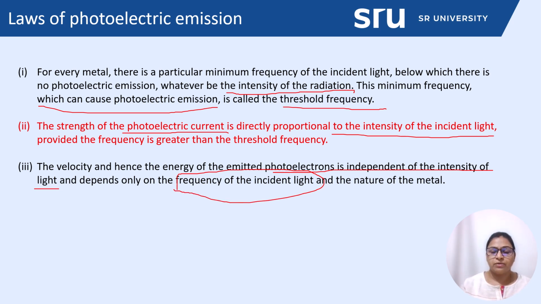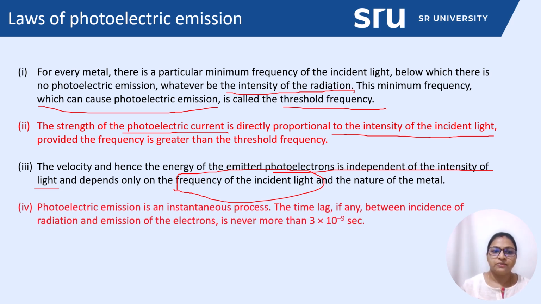So the velocity or energy of the photoelectron depends solely on the frequency of incident light and the nature of the metal. And the last one, the most important, is that photoelectric emission is an instantaneous process. The time lag, if any, between incidence of radiation and emission is never more than 3 × 10^-9 second. So we can say that this is a very instantaneous process.